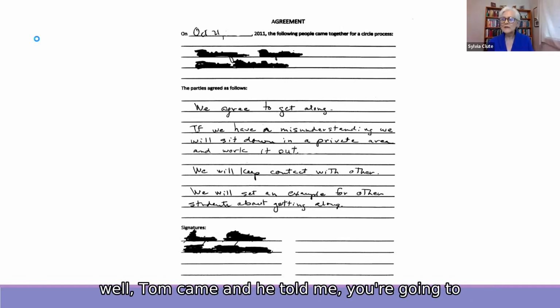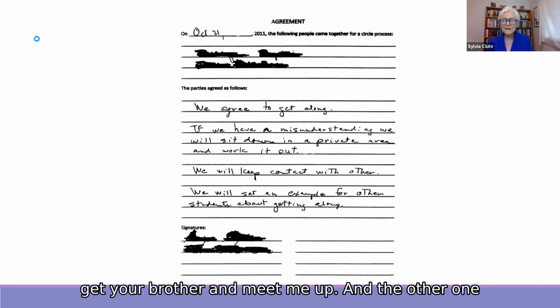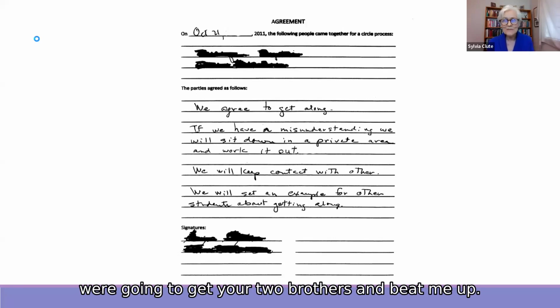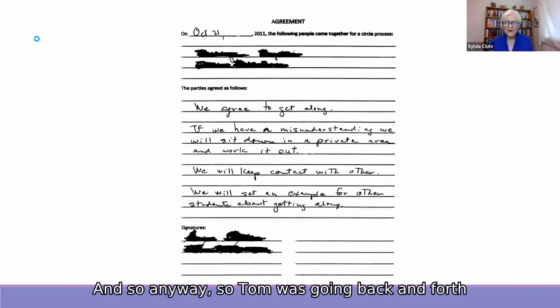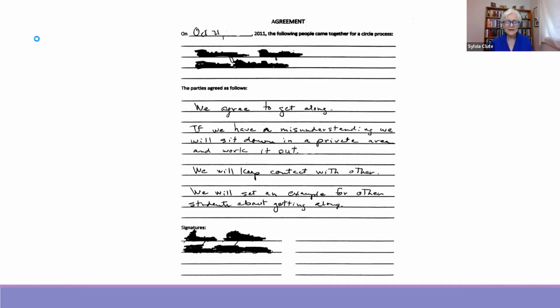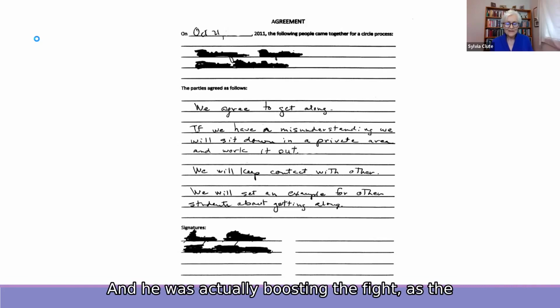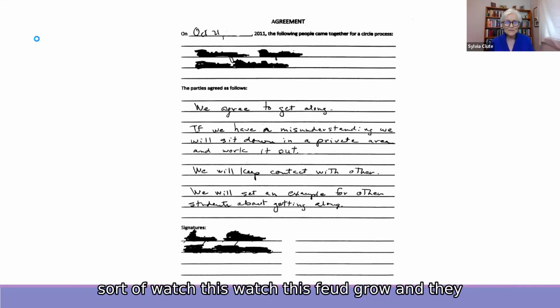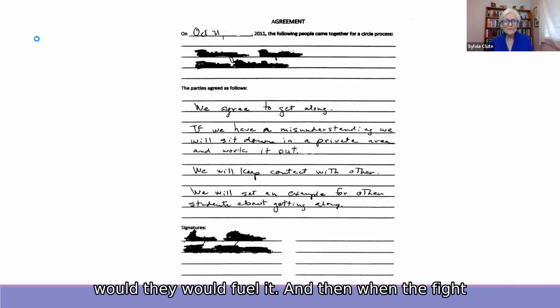well, Tom came and he told me you're going to get your brother and meet me up. And the other one would say, yeah, well, Tom told me that you were going to get your two brothers and beat me up. So Tom was going back and forth, acting like he was the friend of these kids. And he was actually boosting the fight, as the kids would say. And then the other students would watch this feud grow, and they would fuel it.